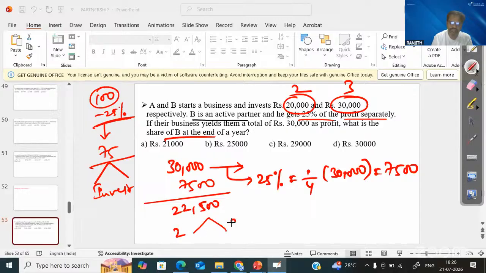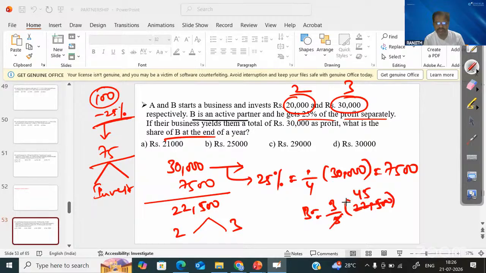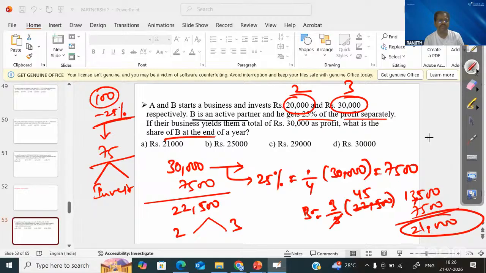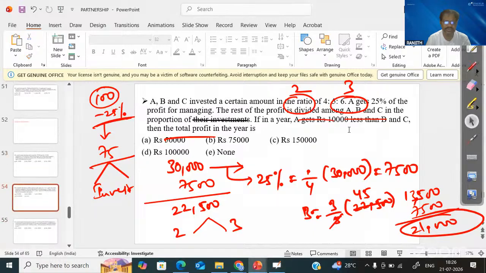22,500 is in the ratio of 2:3. We need to find out B's share. B will be equal to 3 by 5 times of 22,500. Do the simplification. 5 ones are 5, 45 into 3 equal to 135, so 13,500. Plus 7,500 will be equal to 21,000. So the total profit of B equal to 21,000. This is about sleeping and active partner. And the last one is charity problems.